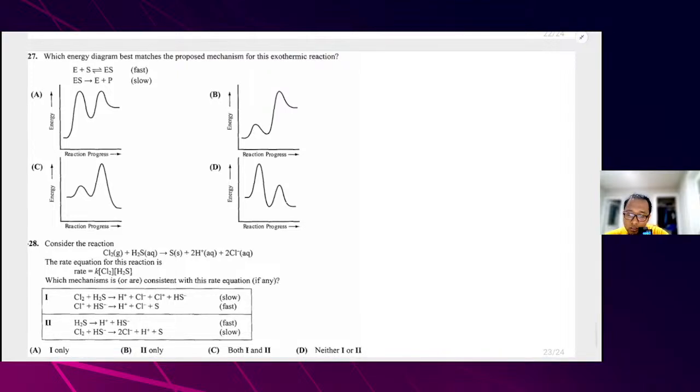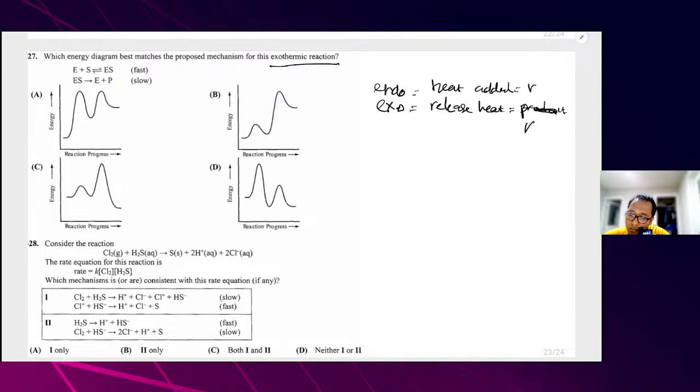Which energy diagram best matches the proposed mechanism for the exothermic reaction? Remember, exo is release heat, which tends toward the product, while endo is heat added, towards the reactant.